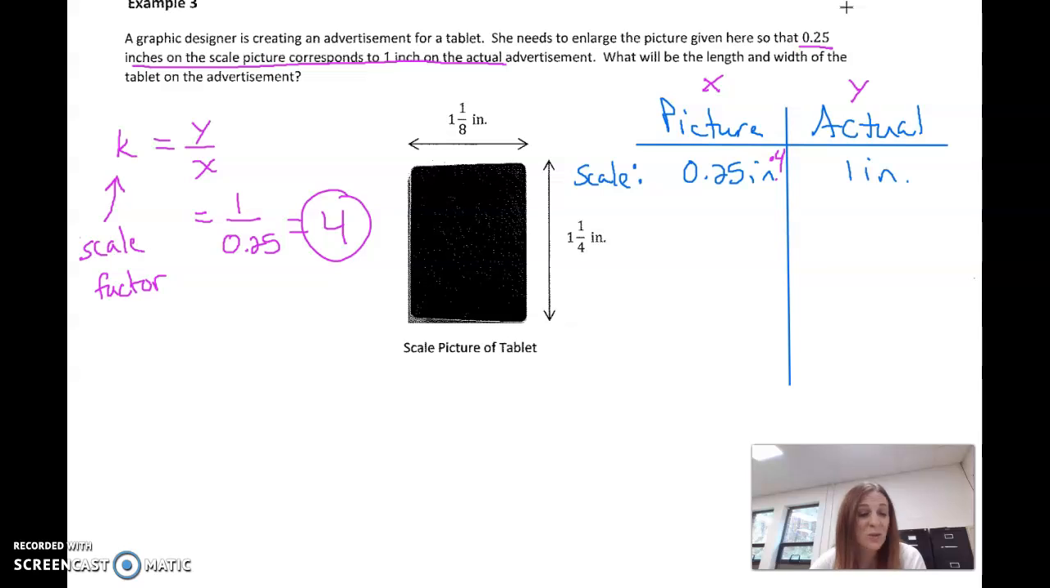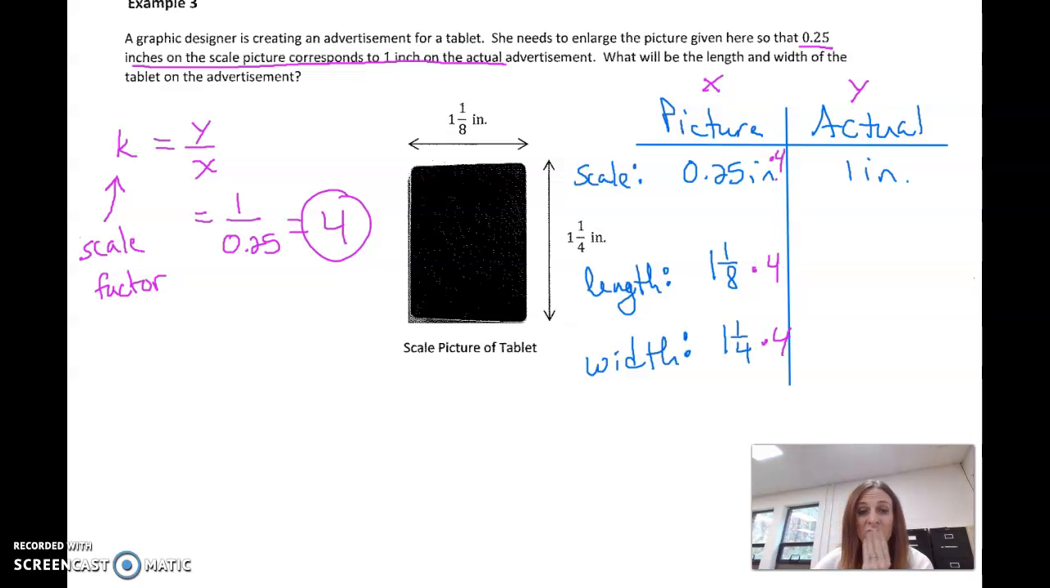Now I can use these two lengths here. Length. And it doesn't matter which one you say is the length and which one you say is the width. I will say this is my length, 1 1/8 of an inch, and this is my width, 1 1/4. And I'm going to multiply that by my scale factor, times 4, times 4. Because these are fractions, we're going to do some fraction operations.